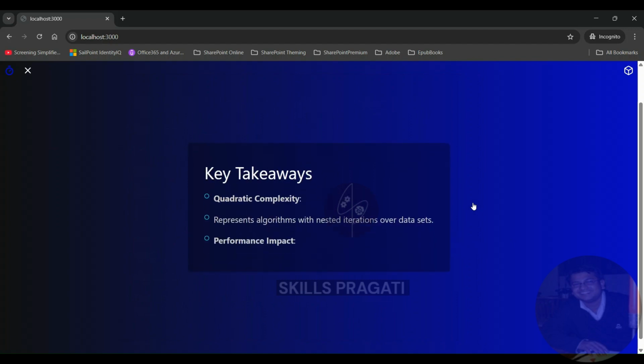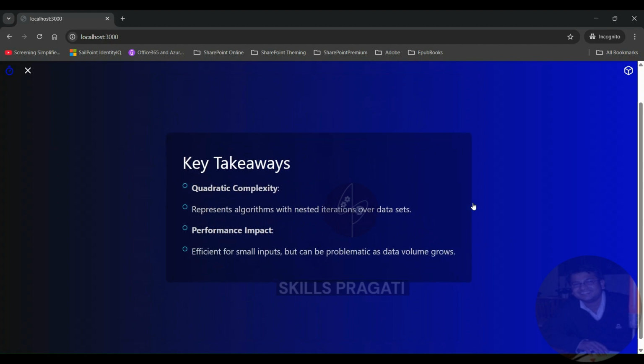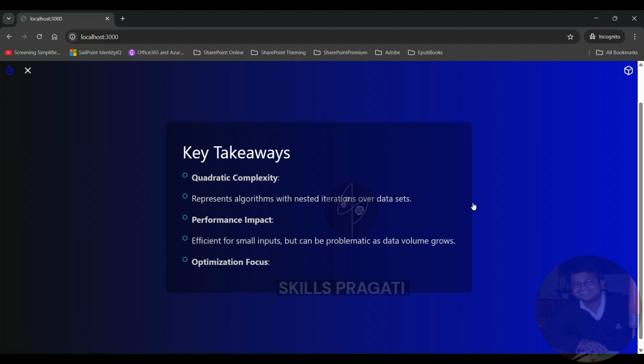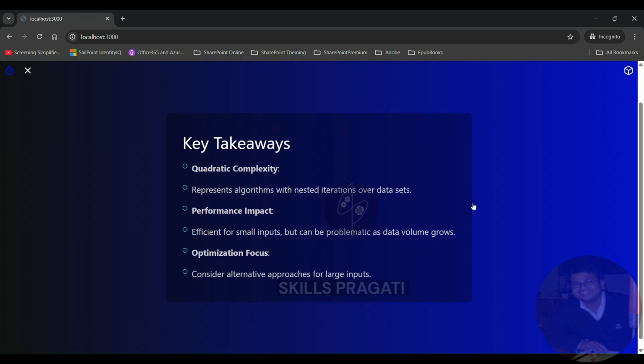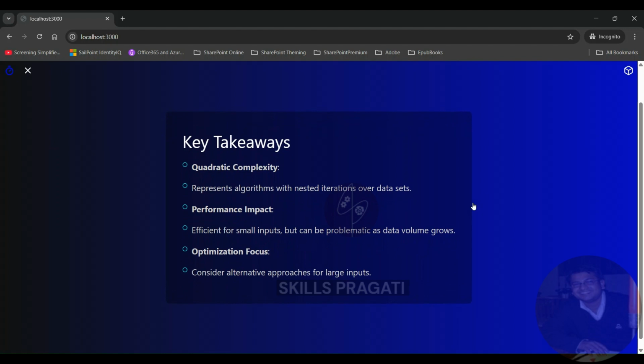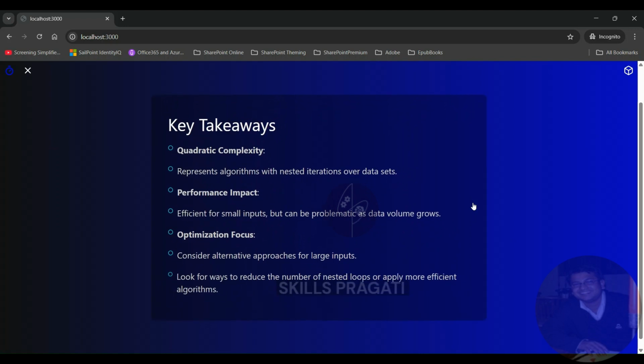Let's summarize the key points. Quadratic complexity arises in algorithms that use nested iterations over data sets. While such algorithms can be efficient with small inputs, they often become problematic as data volumes grow. When performance is an issue, consider alternative approaches to reduce the number of nested loops or use more efficient algorithms. This understanding is essential for designing systems that can scale effectively.